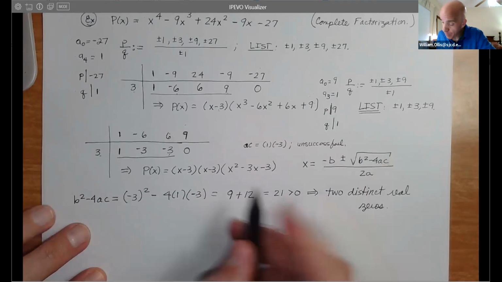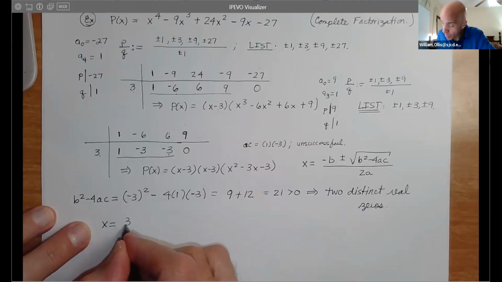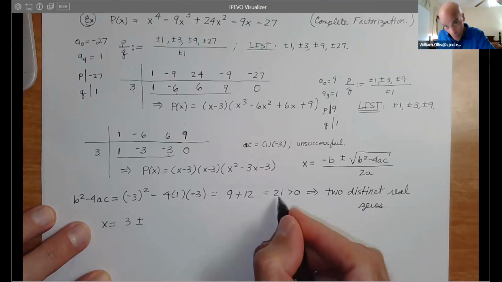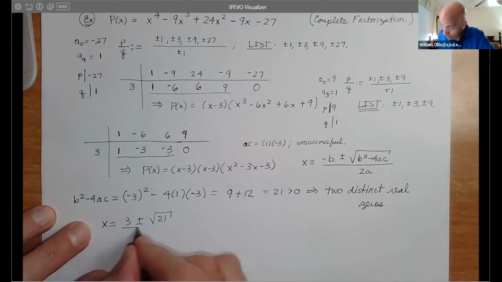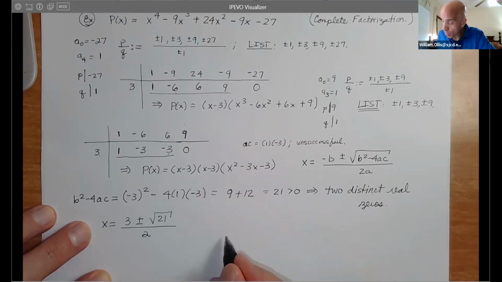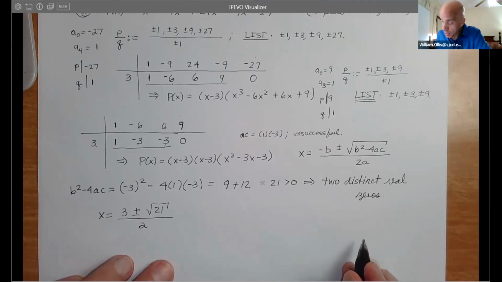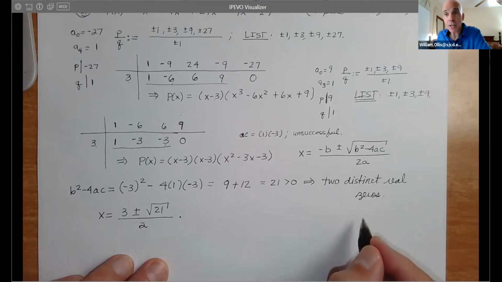Now we can fill everything in. X equals the opposite of b, so that's 3 plus or minus the square root of the discriminant, which is square root of 21, divided by 2a, which is 2. So now we can write all the zeros down. And we can write our 0 here when you type this into WebAssign as a fraction to get that nice linearized form, that nice complete factorization.